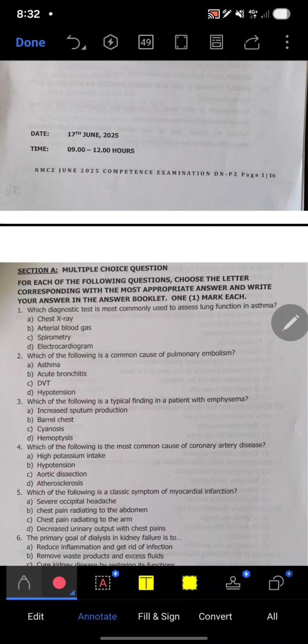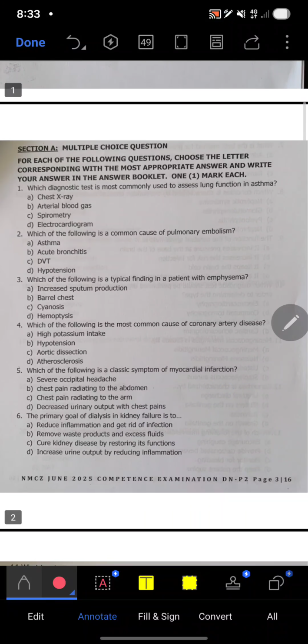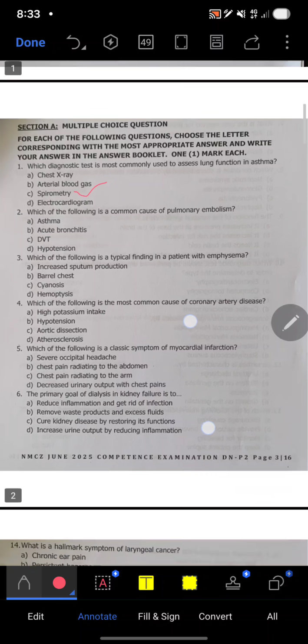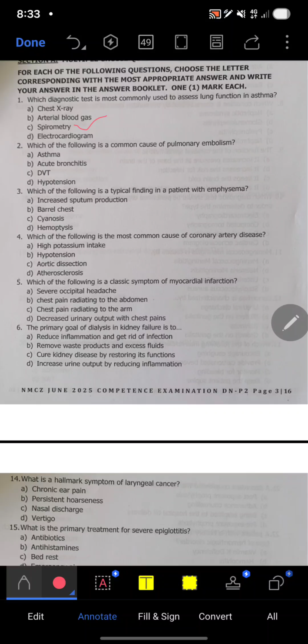So the first section, we are focusing on the multiple choice questions, and the first question says, which diagnostic test is most commonly used to assess lung function in asthma? The correct answer is C, which is spirometry. Question 2 says, which of the following is a common cause of pulmonary embolism? The answer is D, which is DVT, which is deep vein thrombosis.